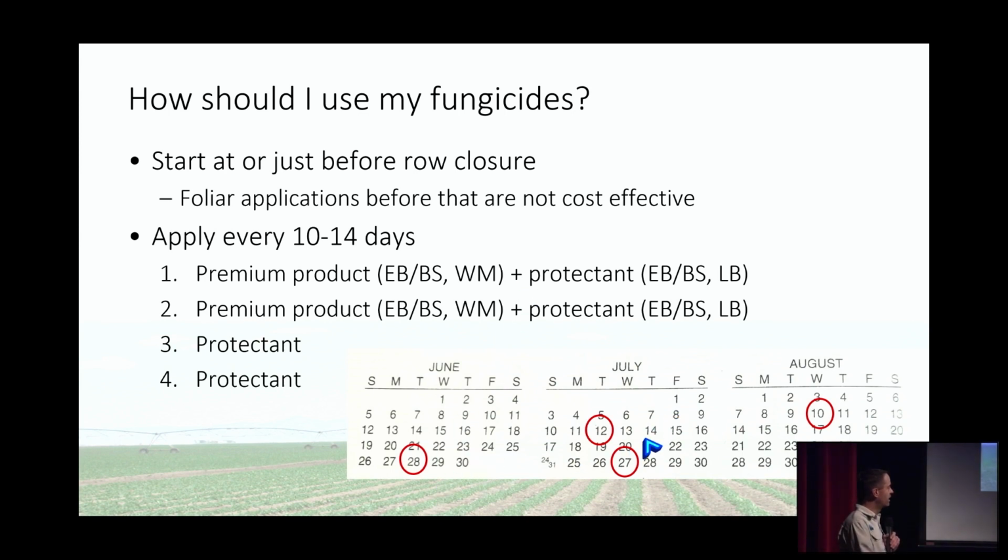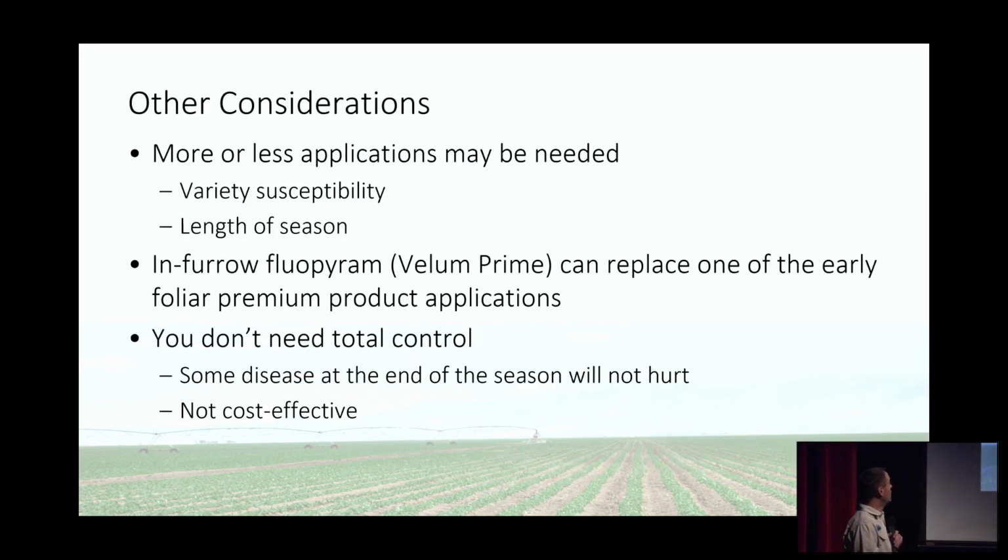And these are just the calendar dates that we used this last year. It had been in 2021, we were a week earlier on starting our program. So when you think about that, it may be more or less applications depending on the area you need. In western Idaho, they may go 5 or 6 applications through the season because they have a longer growing season. In eastern Idaho, they may go 1 or 2 or maybe even none, depending on the disease pressure that they have. So length of season makes a difference.